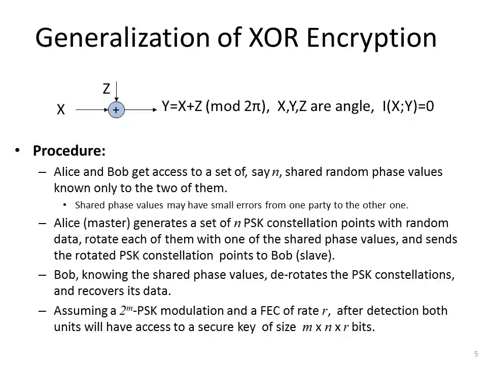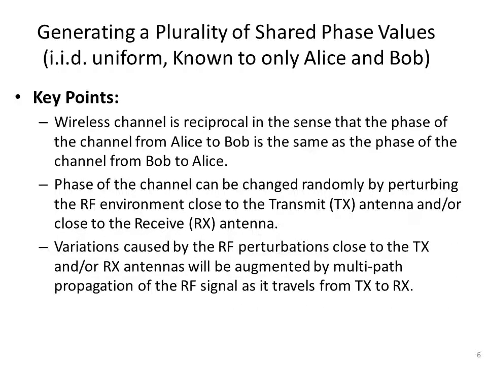Now it remains to provide a mechanism for Alice and Bob to get access to this common or shared phase values, which is what we will discuss in the next slide. So as discussed, a major part of this whole process is a mechanism to generate a set of shared phase values that are IID uniform and known to only Alice and Bob.